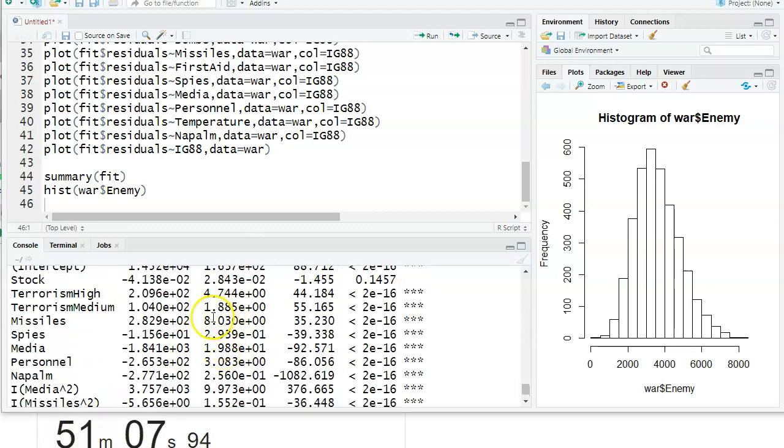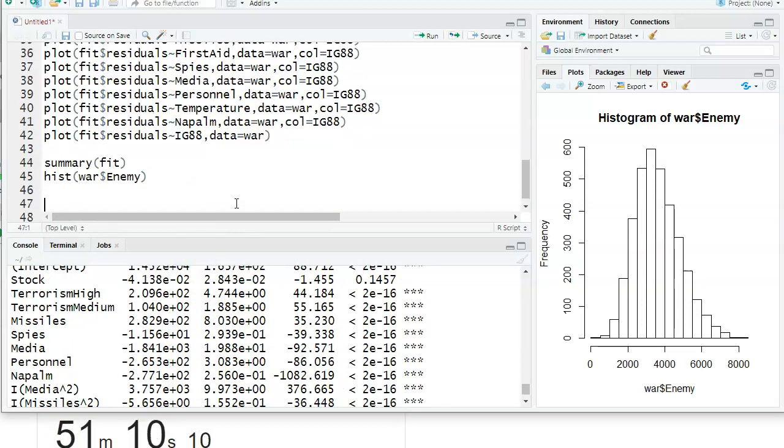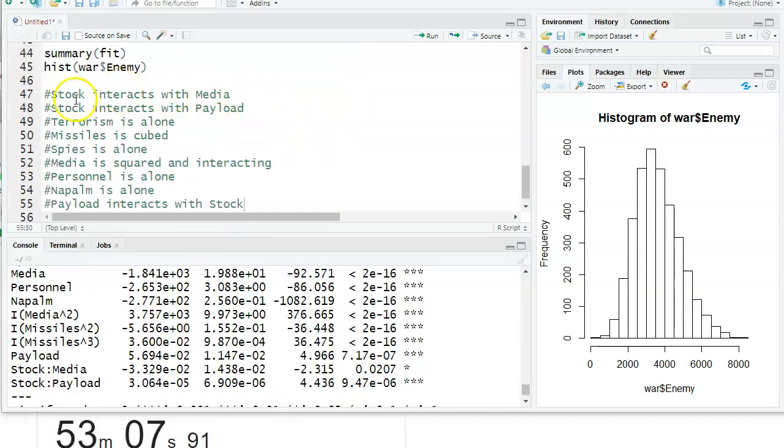Okay, I'm looking through which variables I'm going to need to talk about. I've got 8 variables. Stock is going to be hard because it interacts, and it not only interacts with one, it actually interacts with 2 different variables, so that's not going to be fun. Terrorism is alone, so that won't be too bad. Missiles is cubed, I need a picture. Spies is just a sentence. Media squared and interacting, so yeah, nasty. I'm just gonna have to do a picture. Personnel is alone, napalm's alone, so those are easy, and payload interacts with stock, so I'll need a picture.